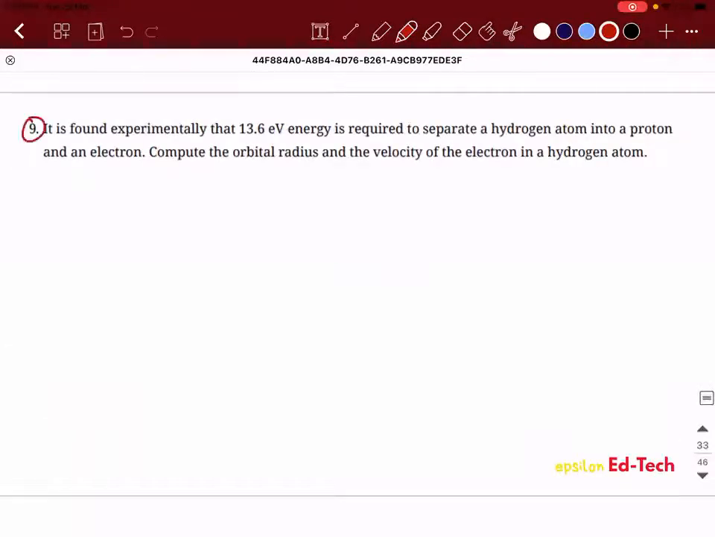So ninth one: it is experimentally found that 13.6 electron volt energy is required to separate a hydrogen atom into a proton and an electron. Compute the orbital radius and velocity of the electron in the hydrogen atom. So how to solve this?